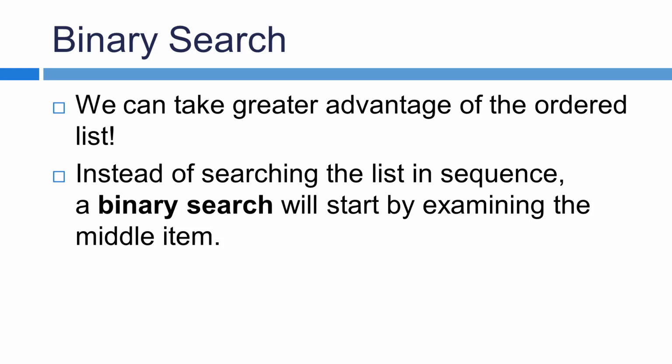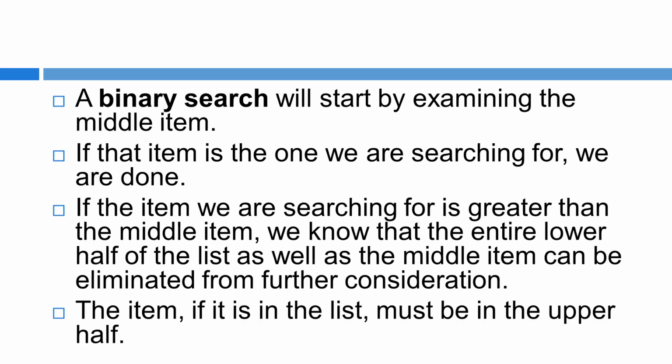If we know a list is already ordered, instead of searching the list in sequence, we can do a binary search, which will start by examining the middle item. If that item is the one we are searching for, we're done. If the item we're searching for is greater than that middle item, we know that the entire lower half of that list, as well as the middle item, can just be eliminated from further consideration. So we can already drop that off of our overall search.